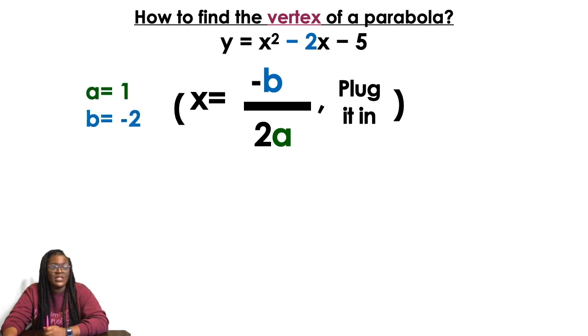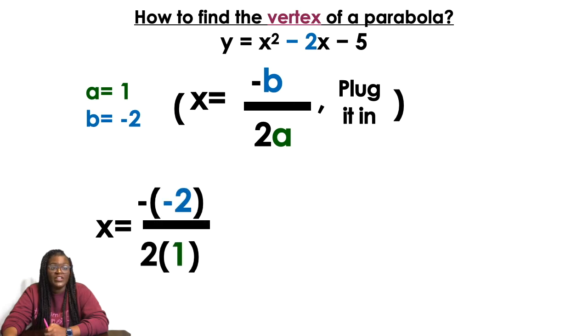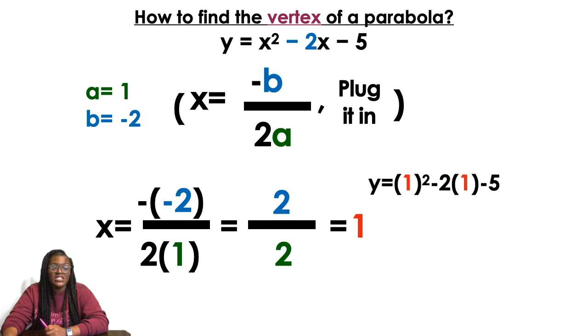A equals 1, B equals negative 2. Remember, if the number in the problem is negative, you've got to bring that negative into the little formula. So 2 negatives make a positive over 2 times 1, which is 2. 2 over 2 equals 1. Now we're going to plug this into the original equation. Remember to do your order of operations: exponents first, then multiplication, then addition and subtraction from left to right.